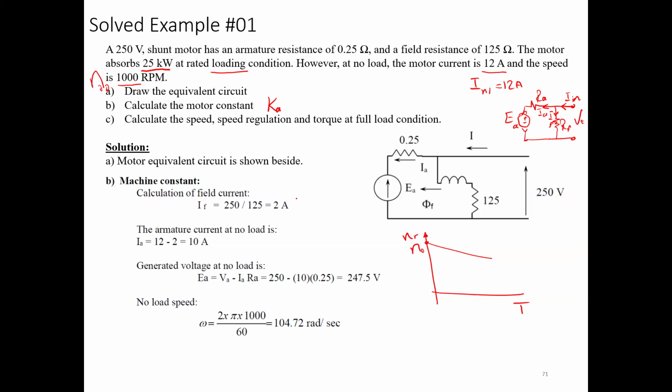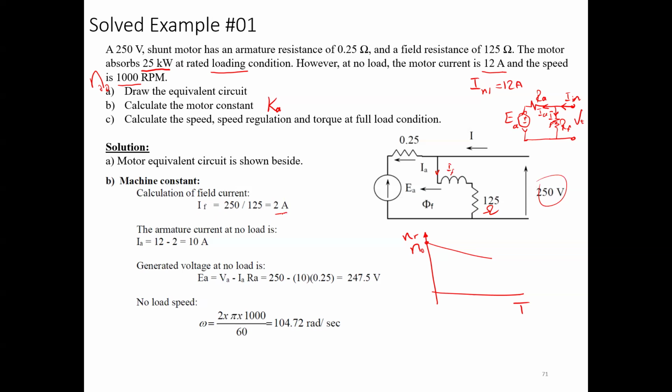If you would like to get the field current, which is load independent, since you have 250 volt here, and this resistance is 125 ohms, so this is going to be constant all of the time. So IF is constant, and it should be 250 divided by 125. So starting with the field current, the field current is 250 divided by 125, which is 2 amperes.